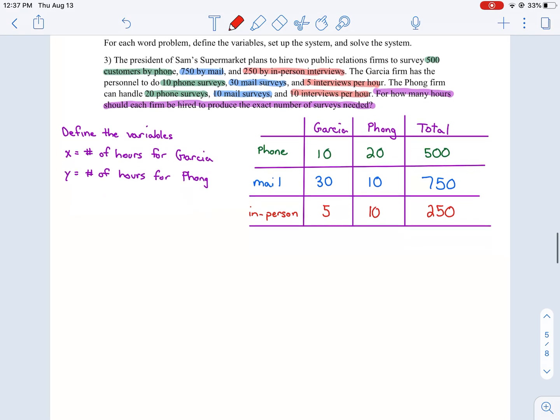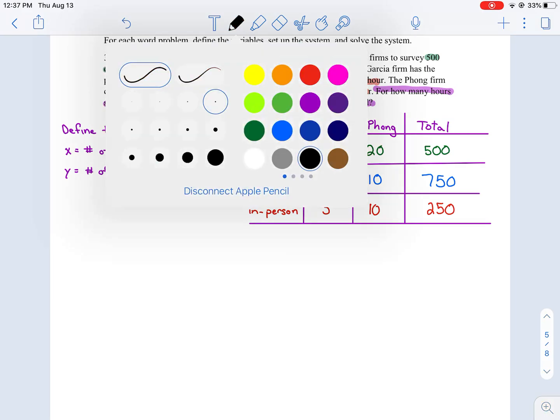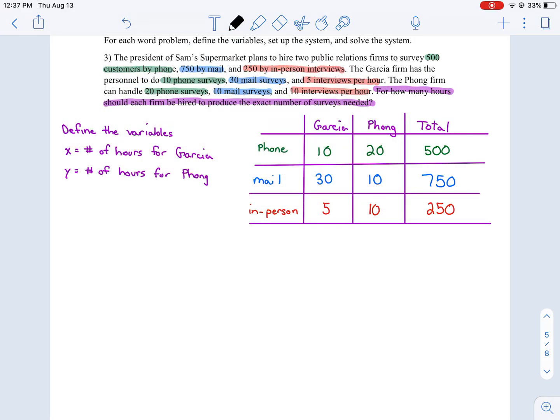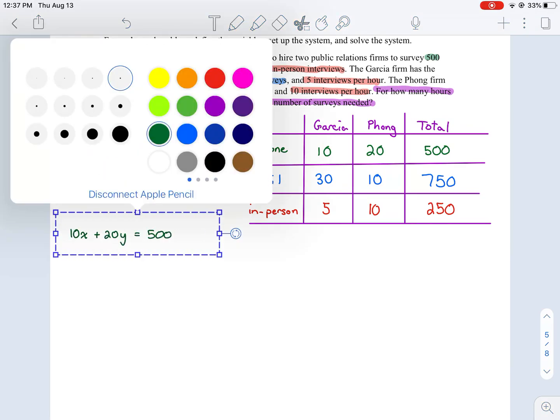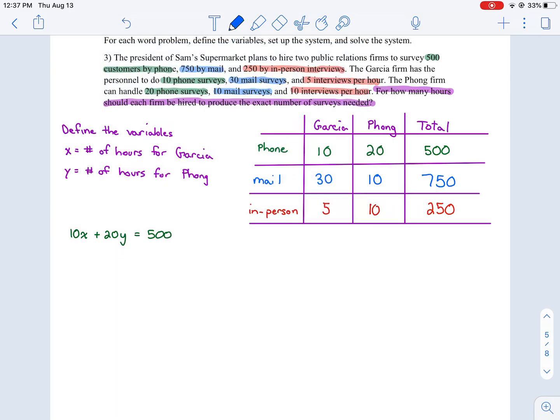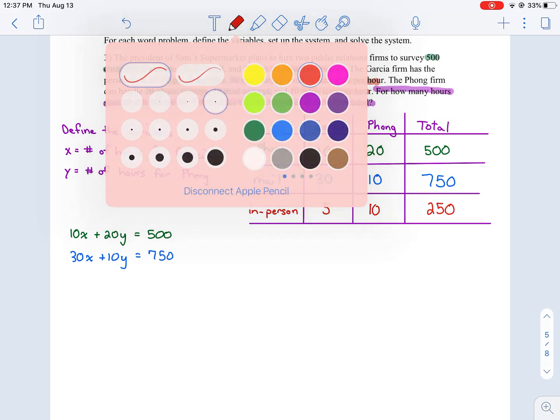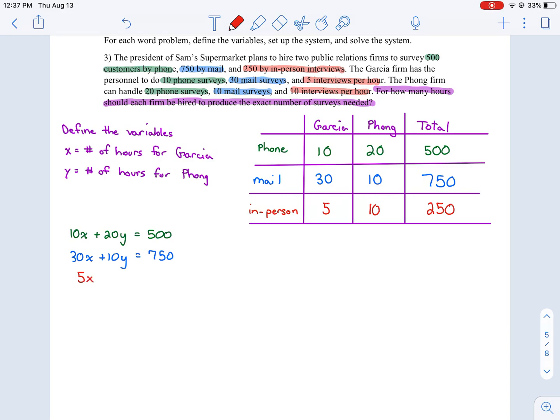Okay, so now I can go ahead and create the system that we are going to need to solve this problem. So the first equation will be 10x plus 20y is equal to 500. The next equation will be 30x plus 10y is equal to 750. And the third equation will be 5x plus 10y is equal to 250.